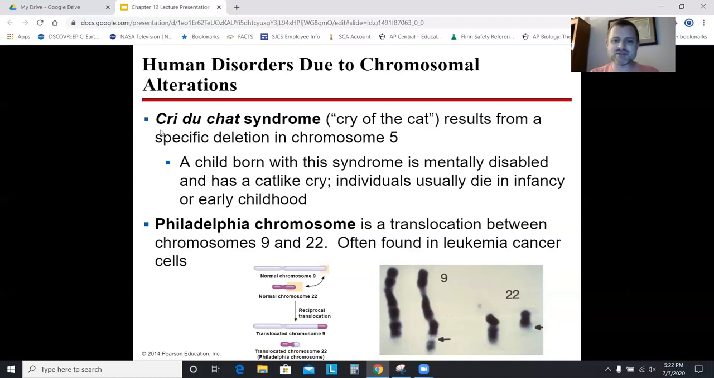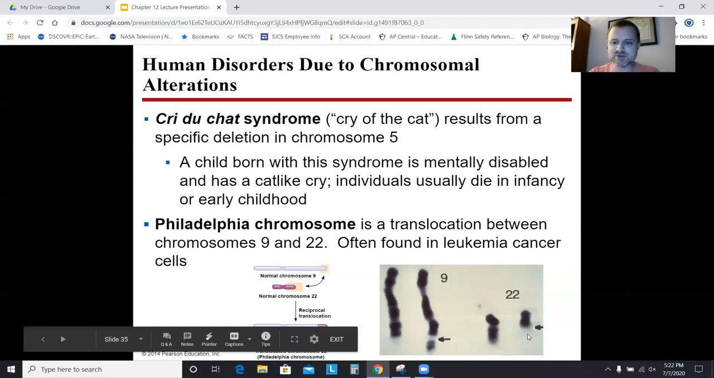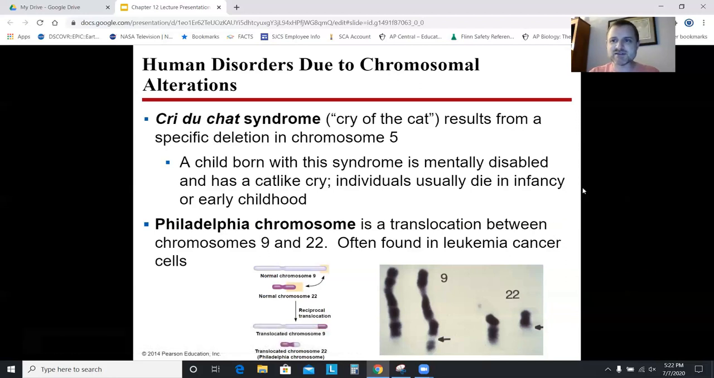Philadelphia syndrome is a translocation between chromosomes 9 and 22. So here, this piece of chromosome 22 is broken off and stuck to chromosome 9. This can result in different kinds of cancer, specifically leukemia, I believe. And again, this is interesting because all the genes are there, but they're in the wrong place, which means they're expressed incorrectly, which we'll get to when we do gene expression.